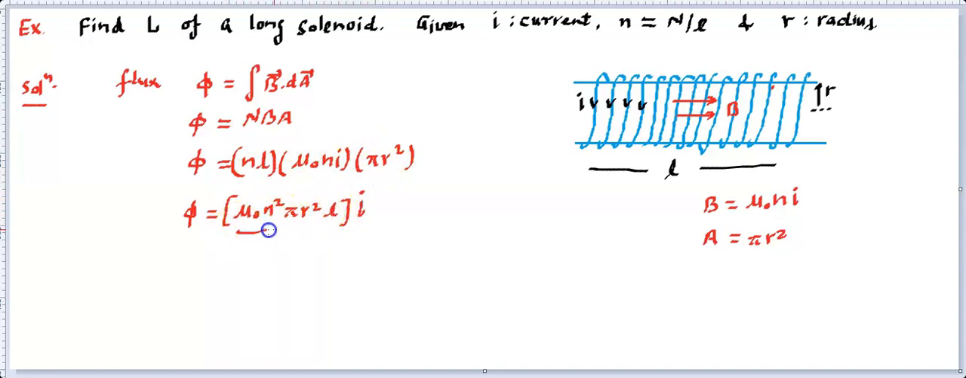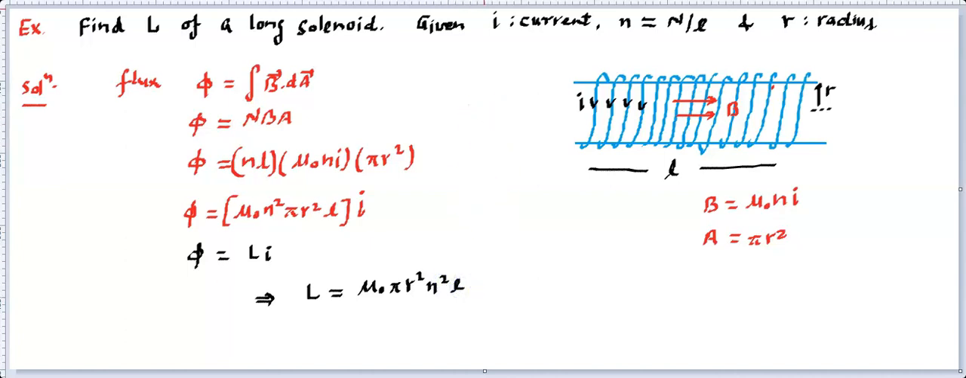Now you see this, whatever is written in this bracket, all terms depend on this arrangement. They do not depend on the current, nor on the magnetic field, nor on any other thing. R is part of the geometry, L is part of the geometry, n is part of the arrangement, and mu naught is the medium, so it also depends on the medium. Now you can compare this with phi equals L i. As soon as you compare, you will find the expression for L, the self-inductance. It will become mu naught pi R square n square into L.